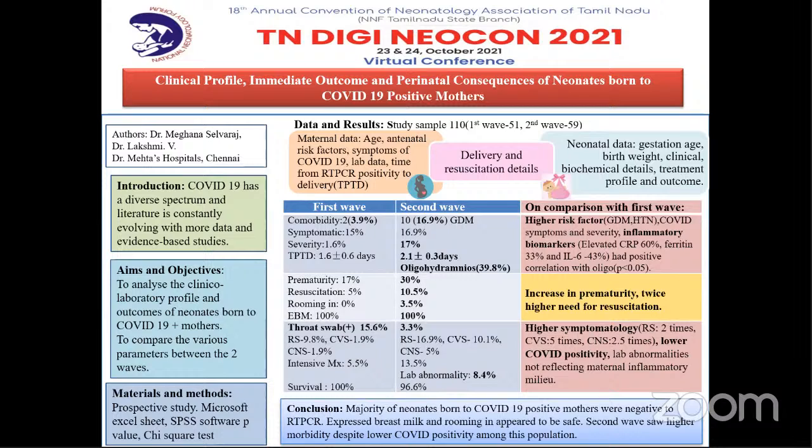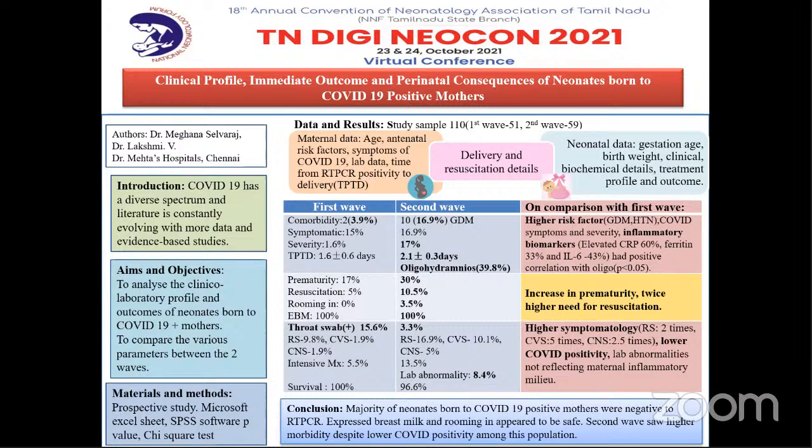Regarding the management, 5.5% alone required intensive management in the first wave, whereas 13.5% needed medications like IVIG, remdesivir, and higher antibiotics during the second wave because of the presence of sepsis. Although the lab parameters in the mothers were higher, with an increased inflammatory milieu, in neonates it was only in 8.4% of the babies. We had 100% survival in the first wave, whereas we lost 3.3% of the babies in the second wave.